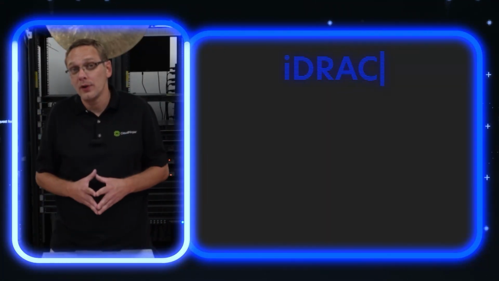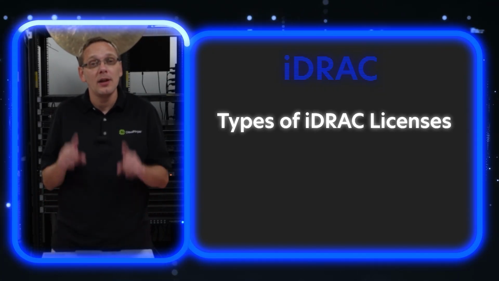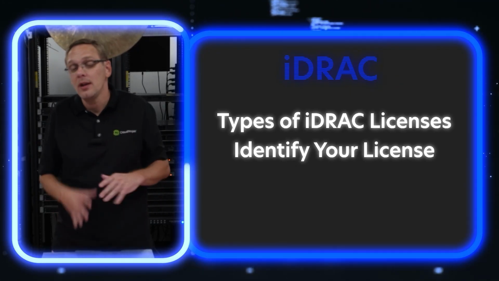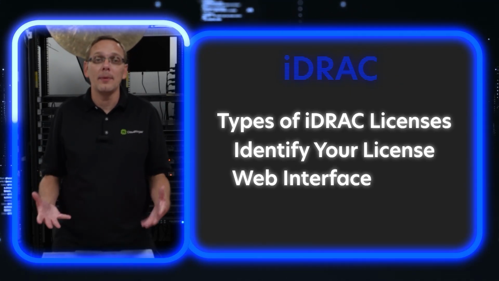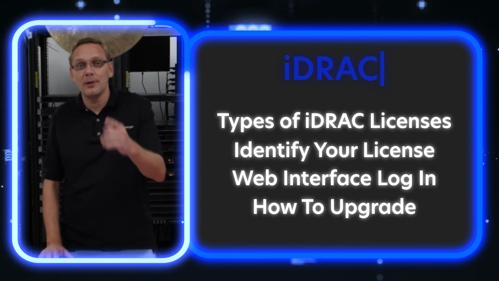All right, so here's what we're going to do in this video. We are going to talk about the different types of iDRAC licenses. Then we're going to show you how to identify what type of license you have. Then we're going to show you how to log into the web interface. And at the very end, we're going to show you how to upgrade your license. So let's just hop in.